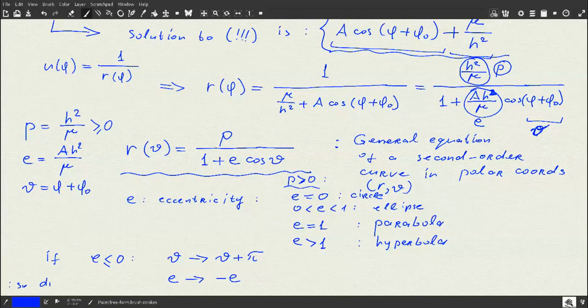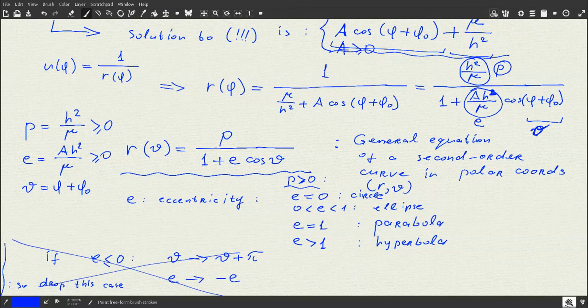You can have E negative, because E is A H squared over mu and A is arbitrary, although it does not make much sense either, because in the original solution to the harmonic oscillator, A is an amplitude, so it is quite convenient to consider A being greater than 0 anyway. And if A is greater than 0, then E is greater than 0 also. So we don't even need to consider this. Okay.